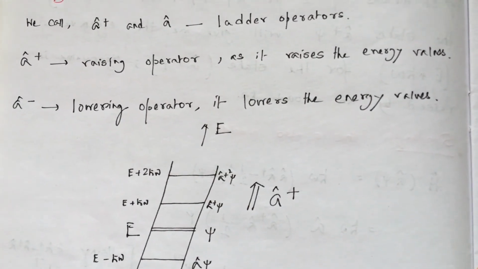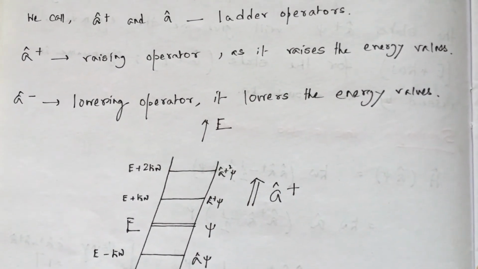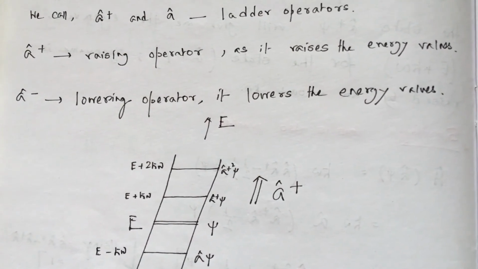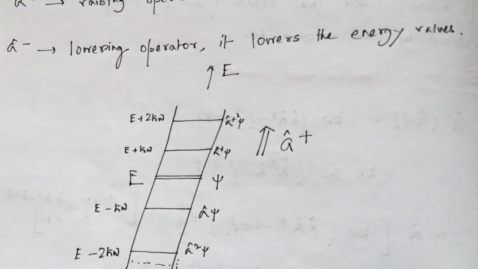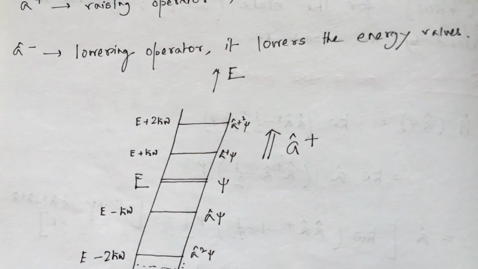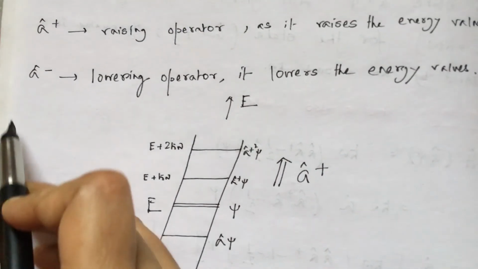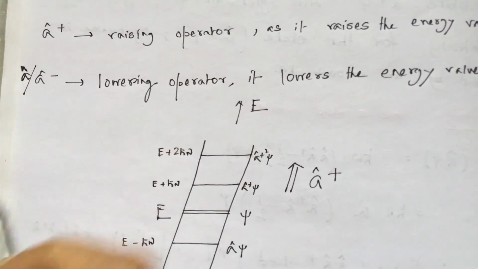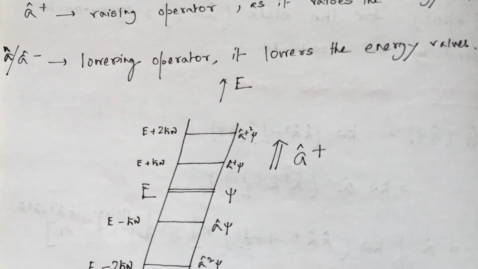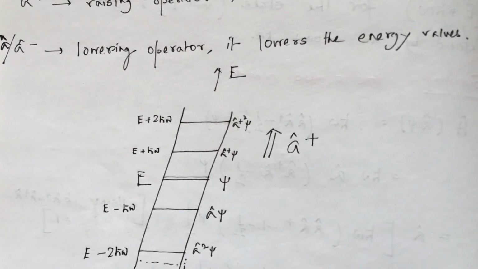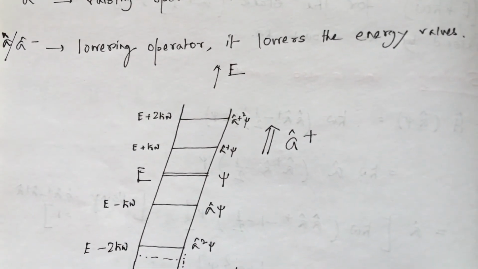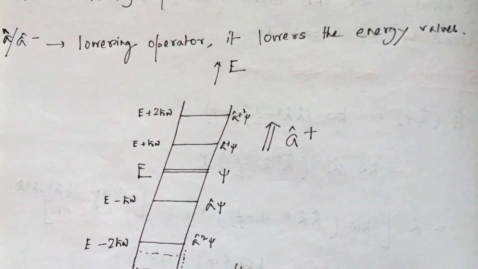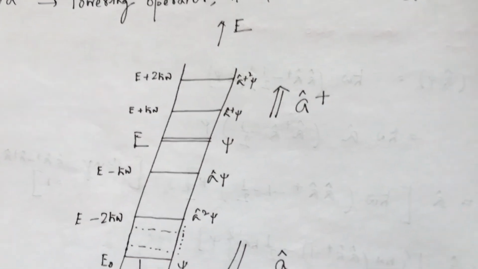A dagger is called raising operator because it increases the energy values. A or A minus is called lowering operator. In some texts it is also written as A minus. So A or A minus lowers the energy values, hence this is called lowering operator.